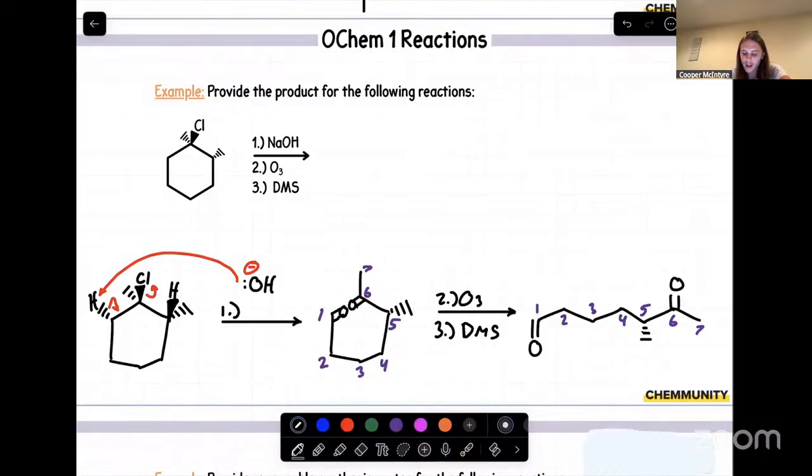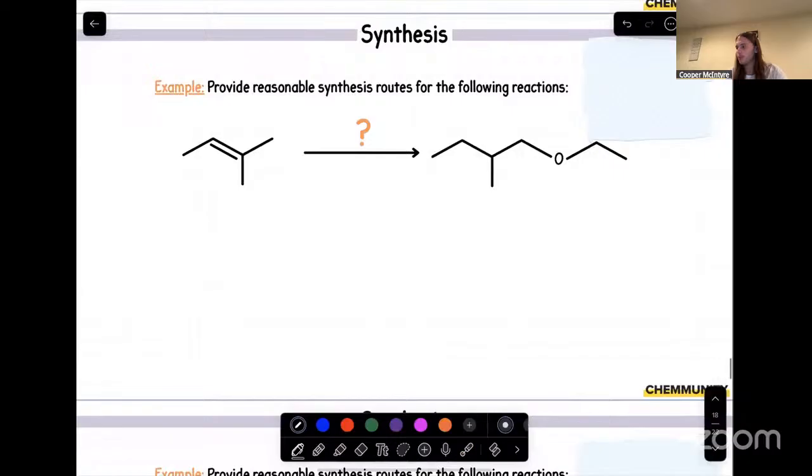So that's a good way, in my opinion, to do ozonolysis questions, just to make sure you're not forgetting any of those carbons. It's just to have a numbering system and then assign those groups to whatever number you counted them on. Perfect. Alrighty.